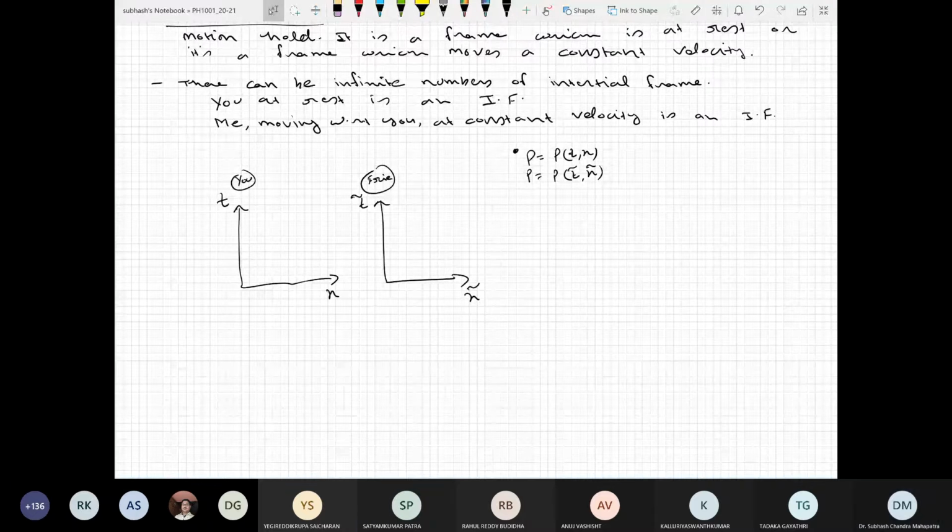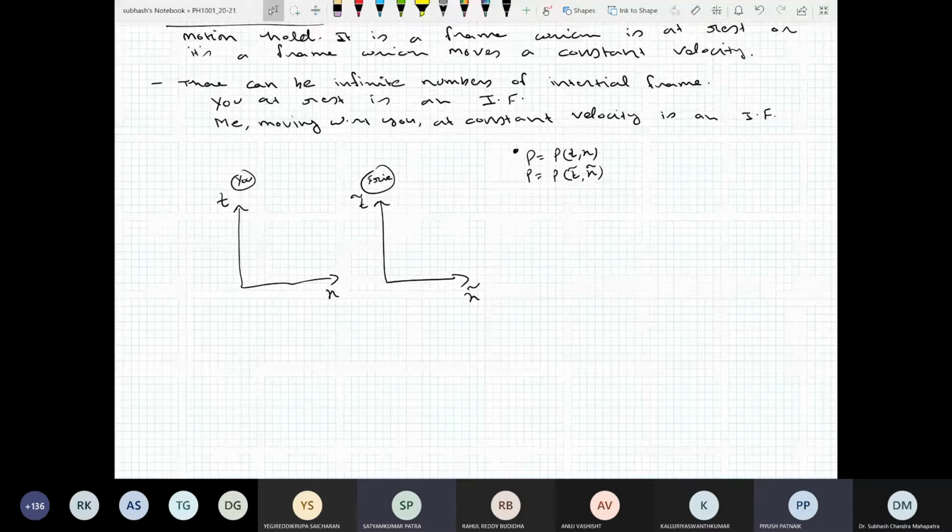Sir, will it be possible to say that there can be an inertial frame in a non-inertial frame? No.